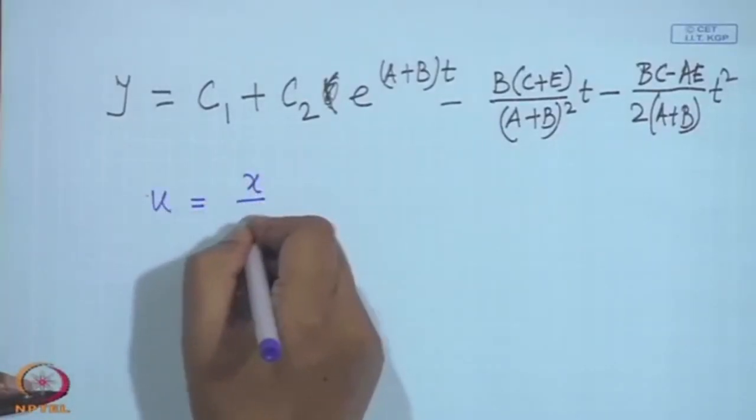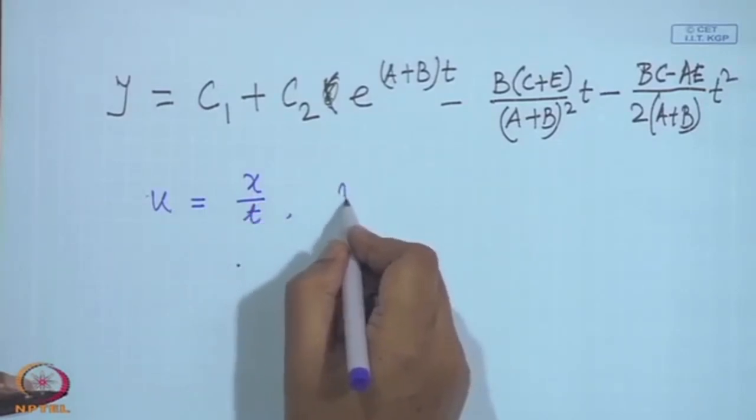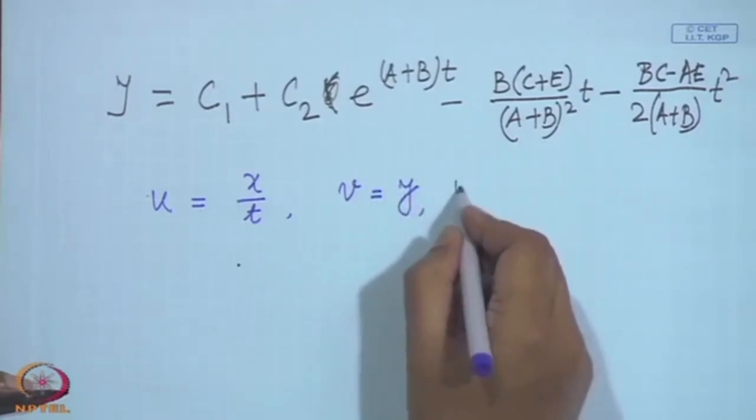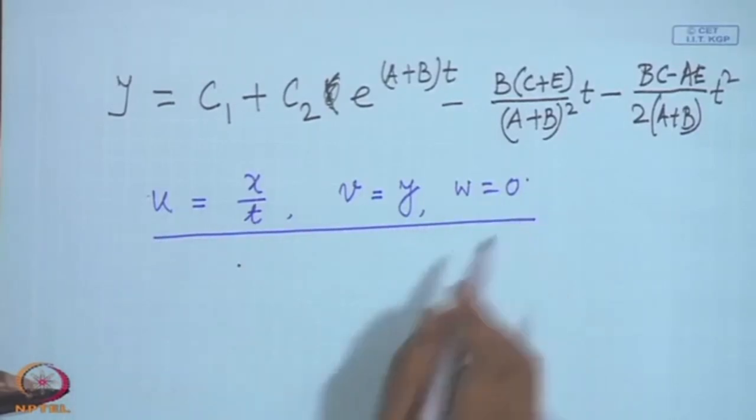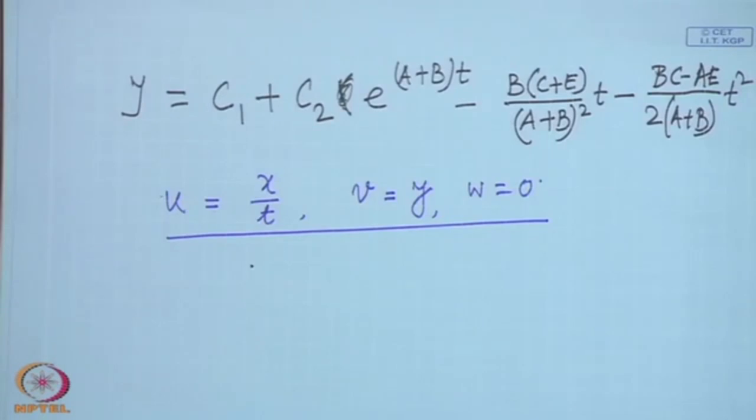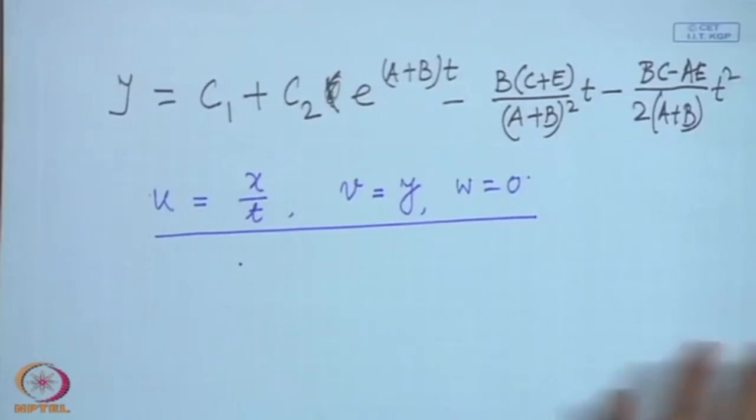Once again, let us say that the Eulerian velocity components are given by u equal to x by t, v equal to y, w equal to 0. Find the streak lines. These are the Eulerian velocity components.